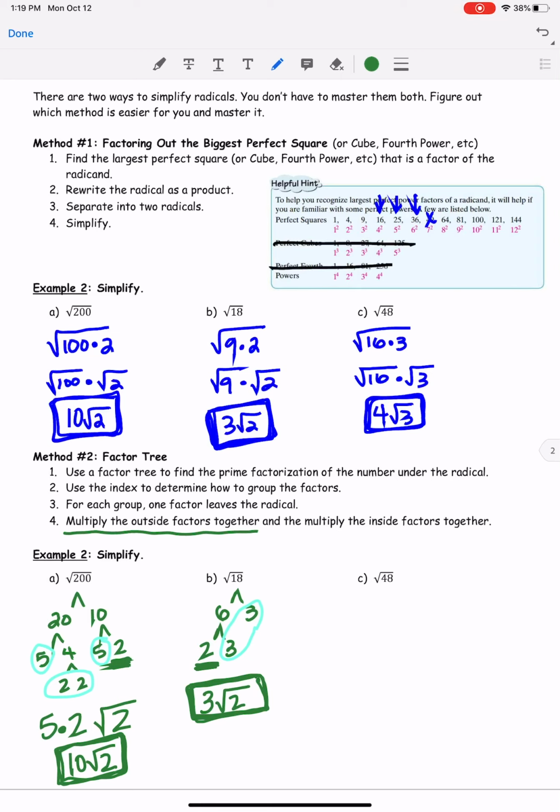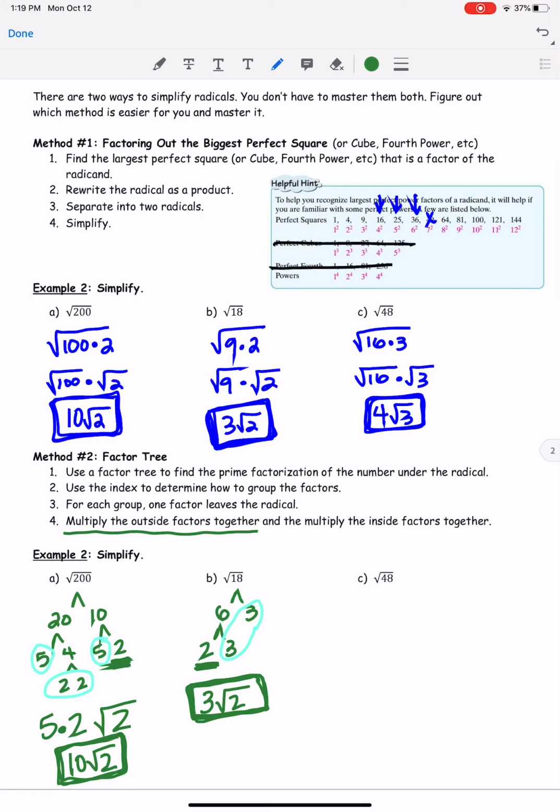And if you notice, if we do break that down as 9 and 2, then you get 3 and 3. You still get the same thing. Your 3 comes out, your 2 stays in. So it does not matter how you break this down into prime numbers.